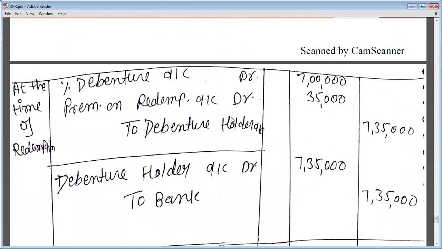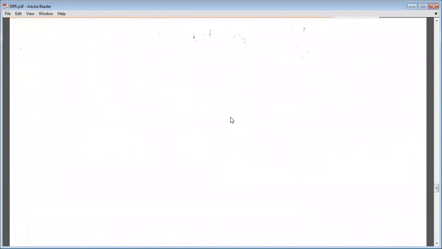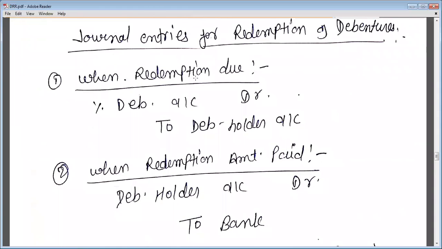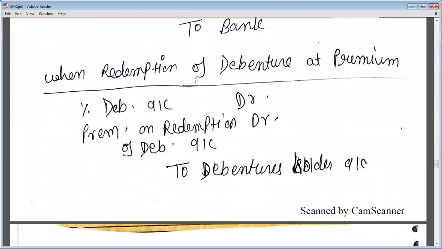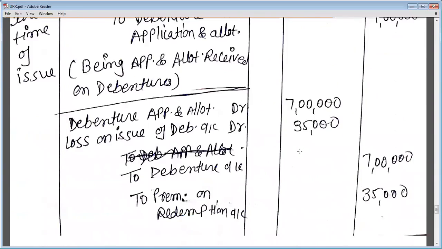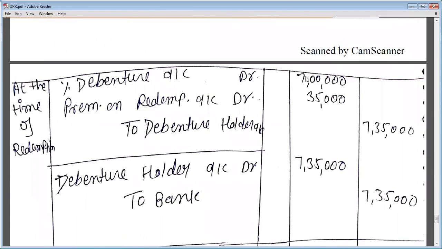Now at the time of redemption, what entry will be passed? At the time of redemption, there are two kinds of entry when debentures are redeemed at par. According to the question, the situation is redemption of debenture at premium. So this entry will be passed: debenture account debit, premium on redemption of debenture account debit, to debenture holder. Debenture is 7 lakhs. Premium is 35,000, that is premium on redemption account debit 35,000. So 7 lakh 35,000 we have to pay to the debenture holder. That's why this is our liability.